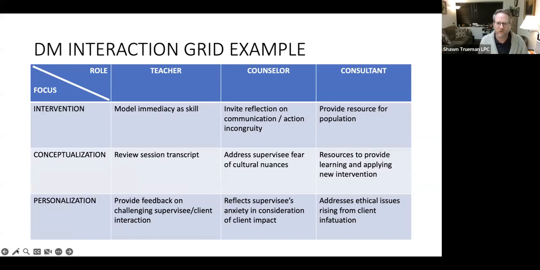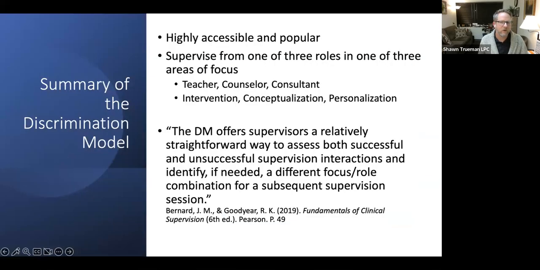Attend to the needs of the supervisee and then meet them wherever they need to be met in the training. So again, just a quick summary, the discrimination model is highly accessible and popular, usually one of the first that is learned by a supervisor. You supervise from one of 3 roles in 3 areas of focus.